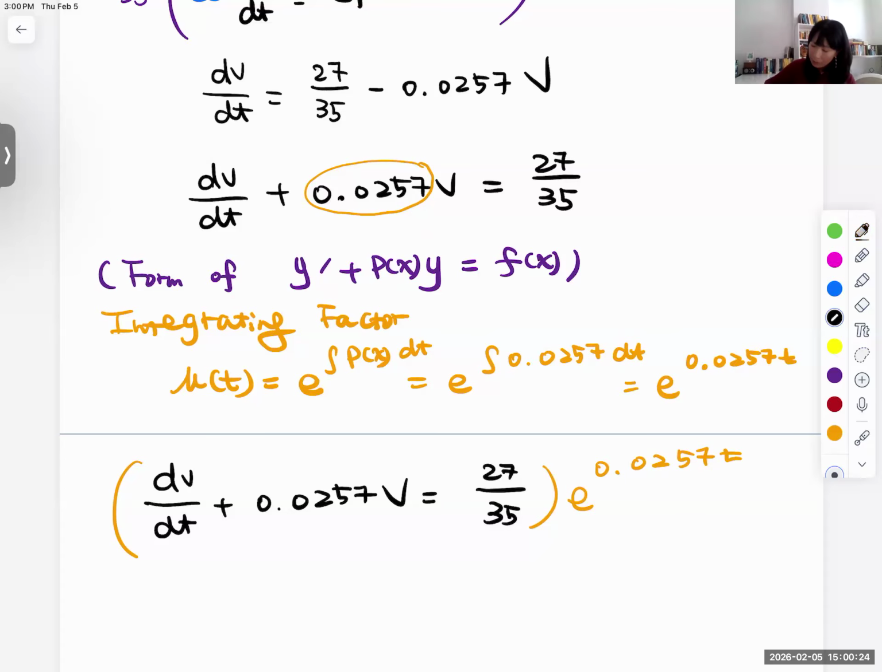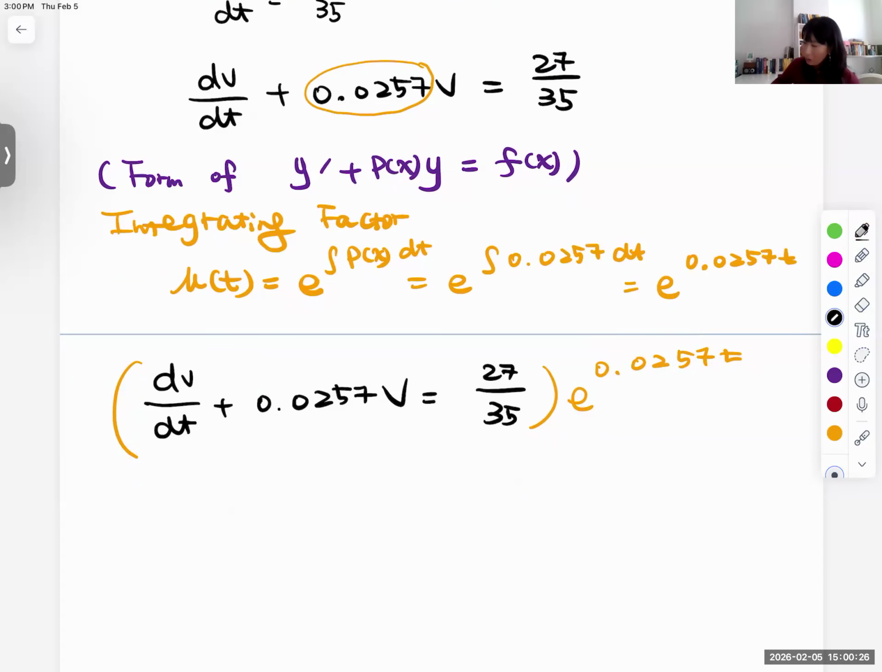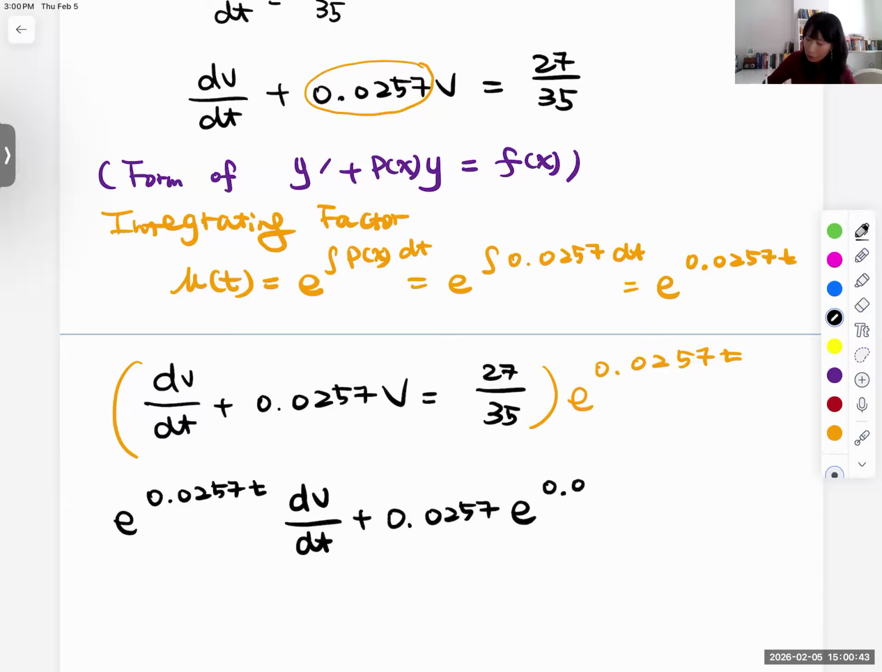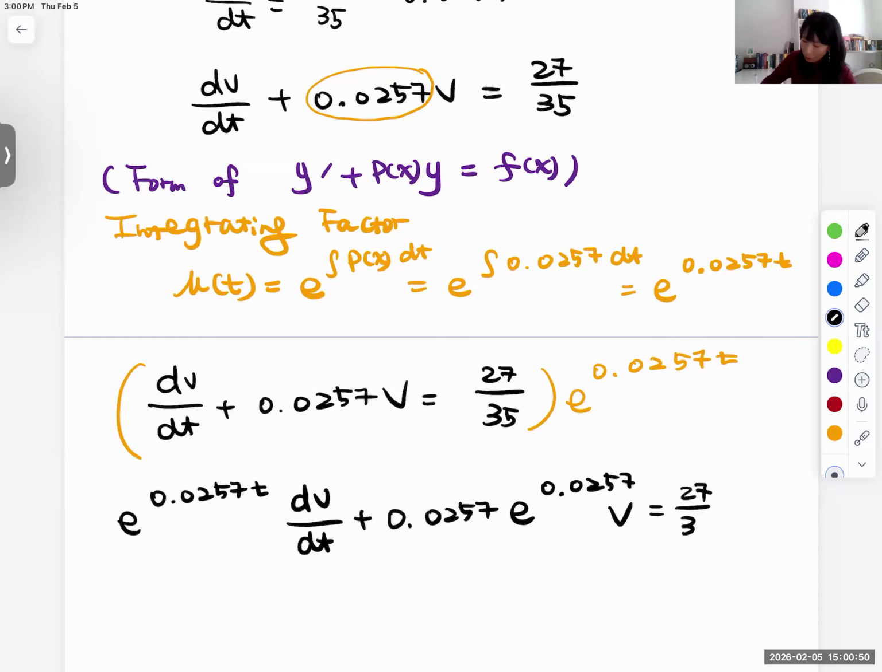So we have the first term, e to the 0.0257t dv over dt, plus 0.0257 e to the 0.0257t v equal to 27 over 35 e to the 0.0257t. Yeah? Okay.